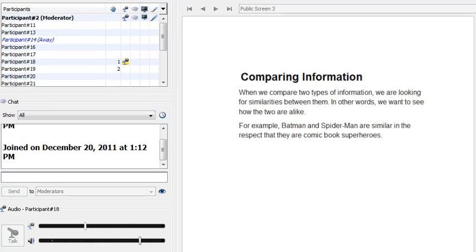When we compare two types of information, we are looking for similarities between them. In other words, we want to see how the two are alike. For example, Batman and Spider-Man are similar in the respect that they are comic book superheroes.